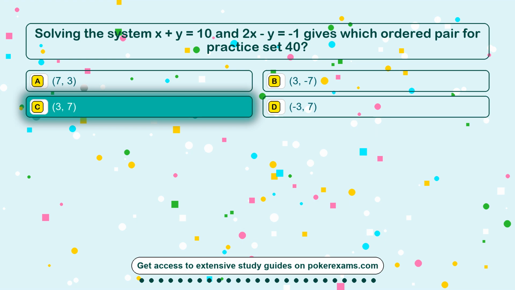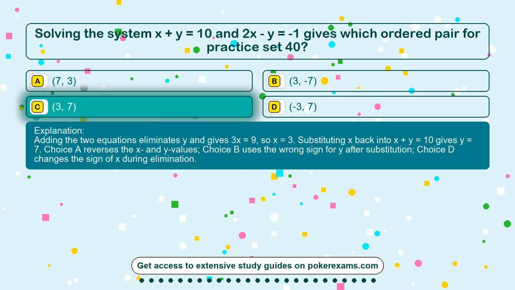The correct answer is option C, 3, 7. Adding the two equations eliminates y and gives 3x equals 9, so x equals 3. Substituting x back into x plus y equals 10 gives y equals 7.